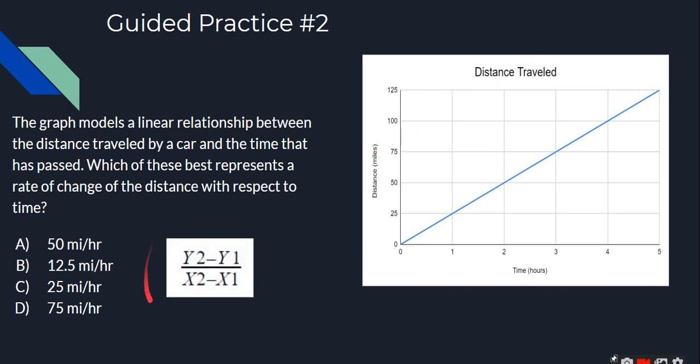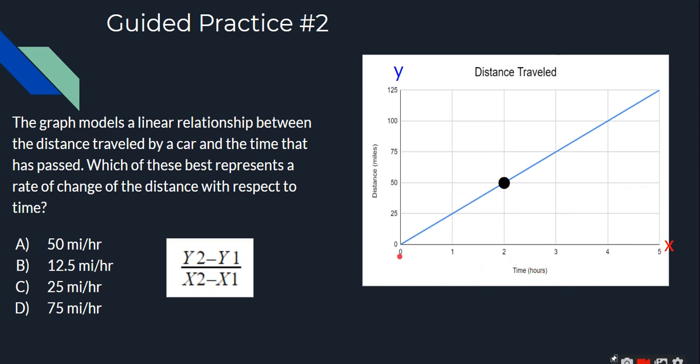First, we know we're going to work with y2 minus y1 over x2 minus x1, because that's how we find the rate of change. We're going to use this a lot in this set of problems. So now let's look at a graph and interpret it. We know that whenever we're looking at a graph, the horizontal axis is going to be our x value, and the vertical axis is going to be our y value. So now let's take that information and find a few points.